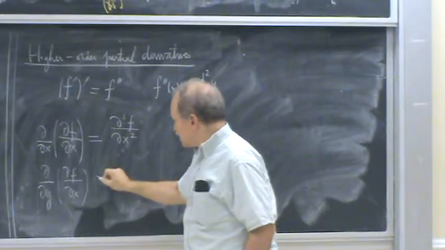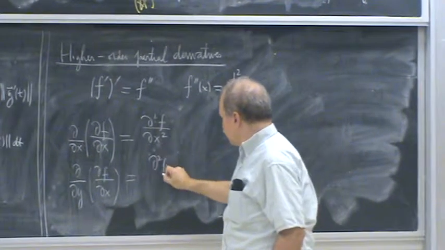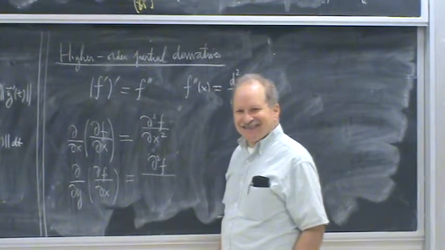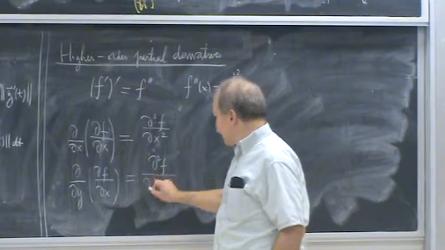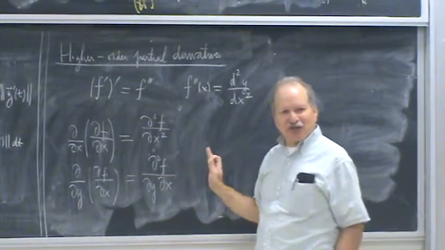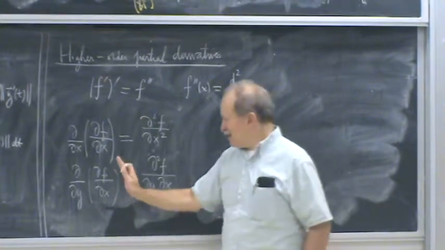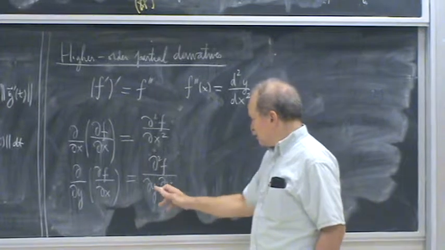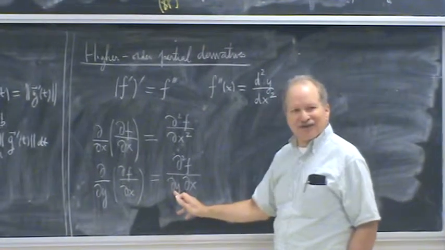Now, how are we going to write this one? Second partial of f, dxy, dyx. Yeah, it's going to be partial y, partial x. Like all good math, you read right to left, right? You do the y derivative of the x derivative. So you do the x derivative first, then do the y derivative.